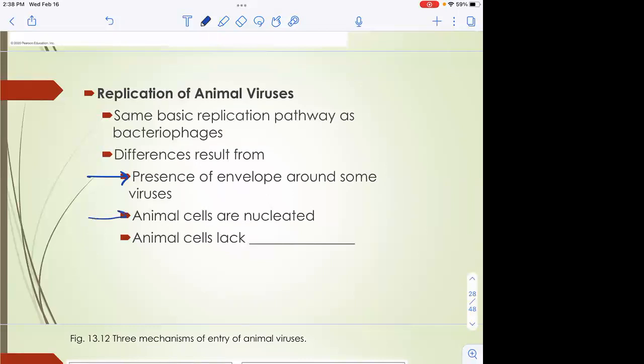Remember, animal cells have a nucleus. So the virus may need to go to where the DNA is in order to replicate itself, so it might need to enter into the nucleus. And also remember, comparing to bacterial cells, what do animal cells not have that bacteria do? Cell wall, right? Because animal cells lack a cell wall, there are a few more differences in how the virus is going to enter and leave.